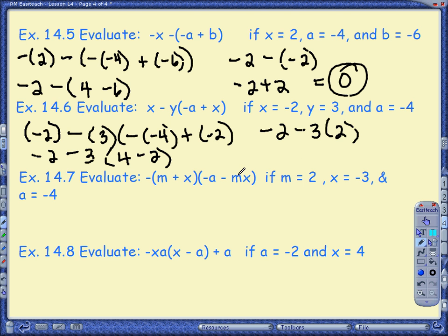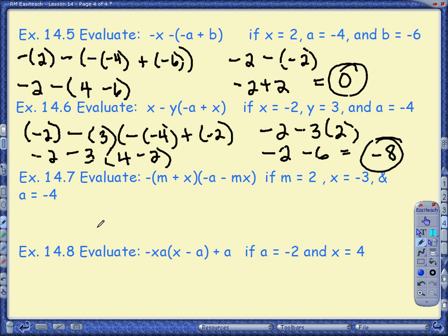Then I have to remember PEMDAS. Please excuse my dear Aunt Sally. I have to multiply first. So I'm going to multiply -3 times +2. That's going to equal a -6. -2 plus -6 is -8.